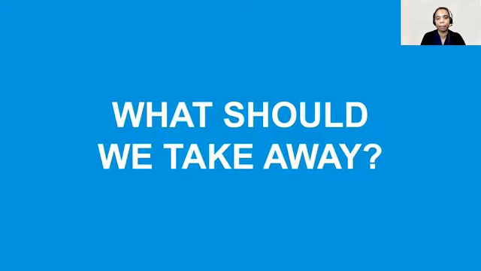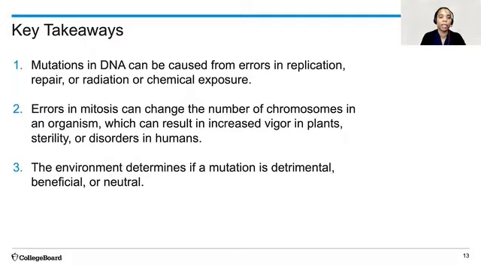What should we take away? Mutations in DNA can be caused from errors in replication, repair, or radiation or chemical exposure. Errors in mitosis can change the number of chromosomes in an organism, which can result in increased vigor in plants, sterility, or disorders in humans. And the environment determines if a mutation is detrimental, beneficial, or neutral.